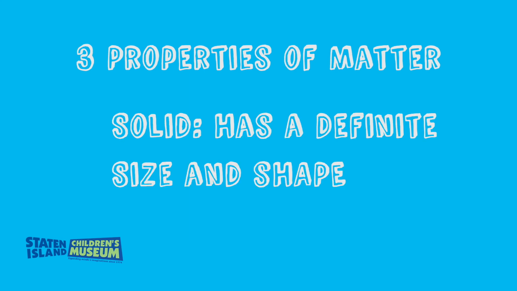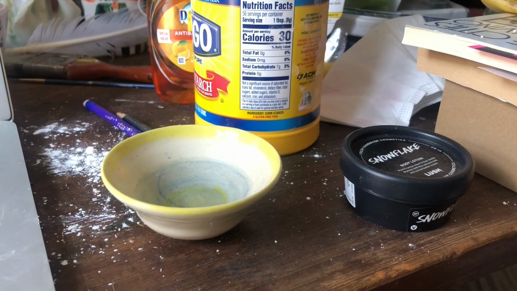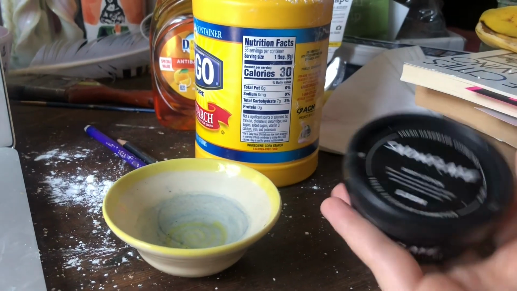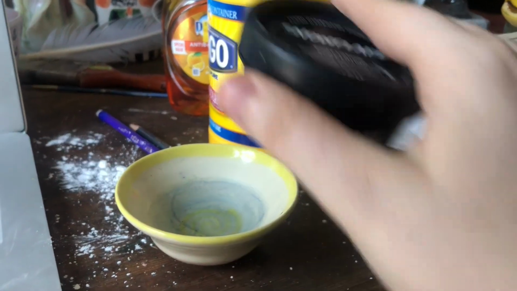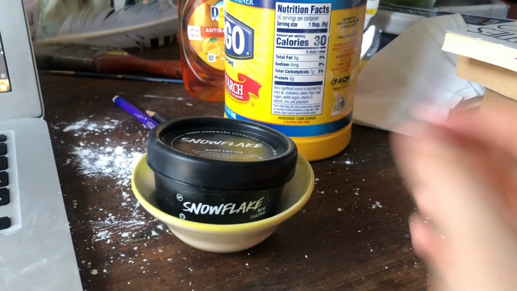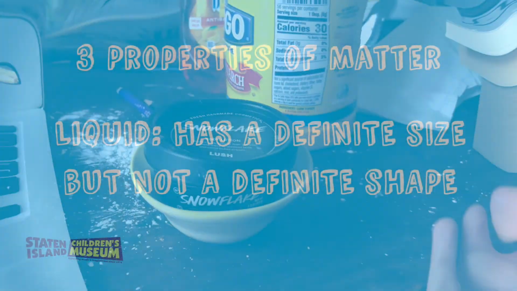Our first property is a solid. Solids have a definite size and shape. Let me show you what I mean. This jar is a solid. When I try to put it in the bowl, nothing happens. It doesn't change its size or shape. It stays just as it is.